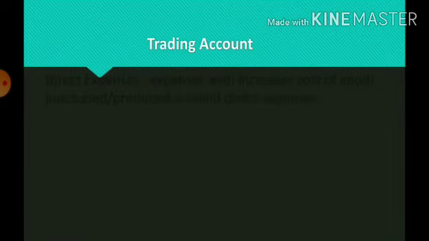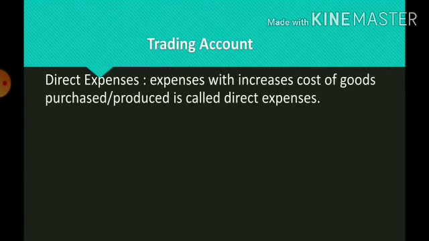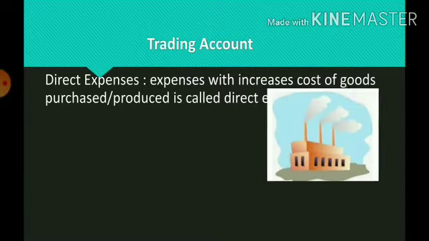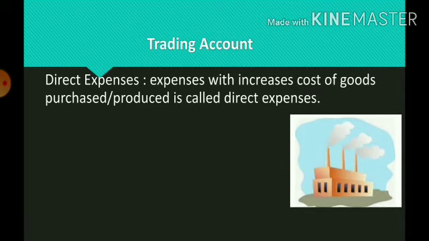Now, in trading account, direct expenses. Now, what is direct expenses? The expenses which are going to directly affect our cost of goods. That is, whatever raw material you are purchasing, whatever workers' wages you are paying, the other expenses which are related to machinery, repairing, etc. These are going to directly raise our cost of goods, because cost of goods depends on the direct material, direct wages and direct expenses.